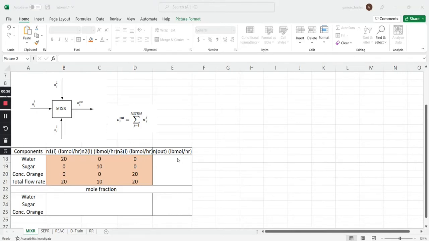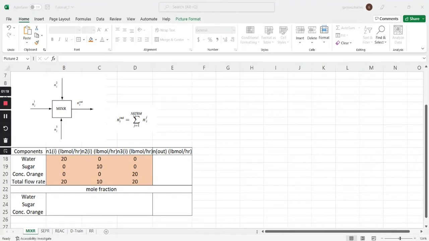Okay, to begin, we will first look at an example on how to use the basic mixer unit operation. We can see the governing equation for the mixing unit, which says that for a given component I, the sum of said component's molar flow rate or mass flow rate in each stream J is equal to the outlet flow rate for component I.